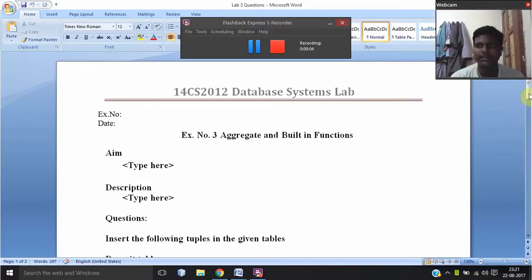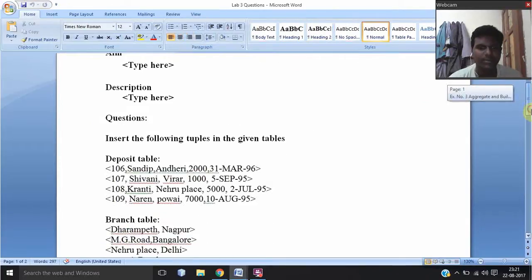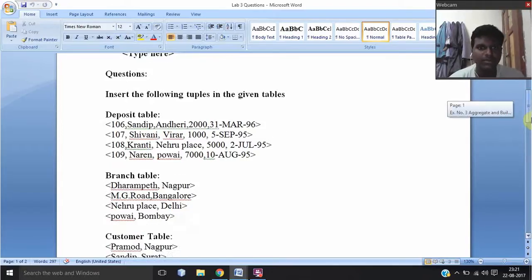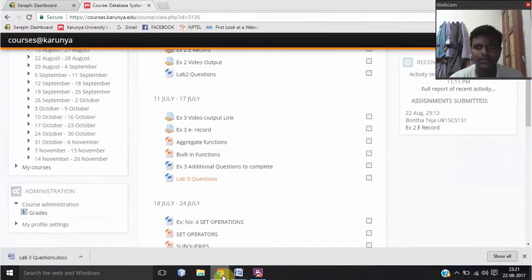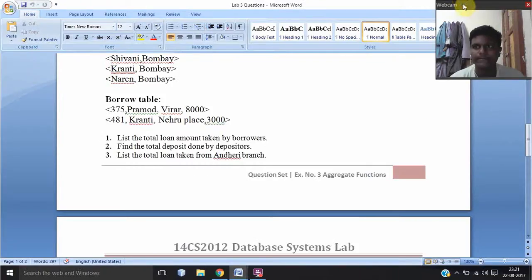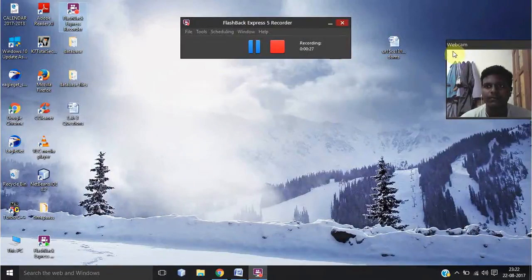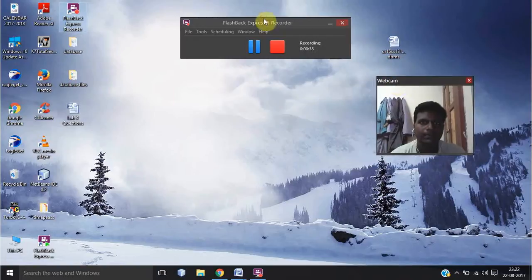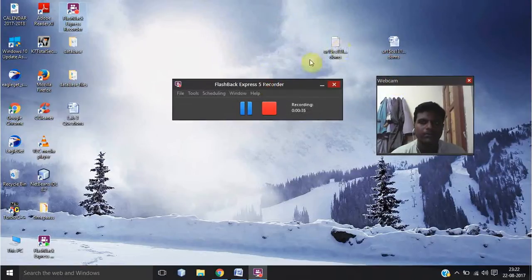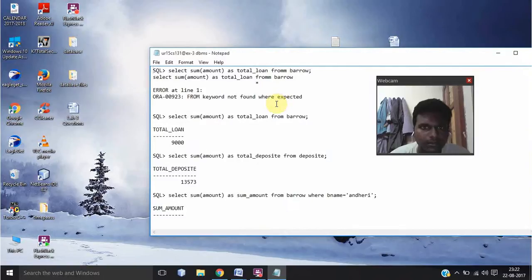My third program is aggregate and Boolean functions. The aggregate functions are addition, subtraction, multiplication, and division. These are the different tables of the aggregate functions: deposit table, branch table, customer table, borrow table. The questions given in the aggregate functions are... one minute, sir. I created the table, sir, and I inserted and selected as per the given queries.